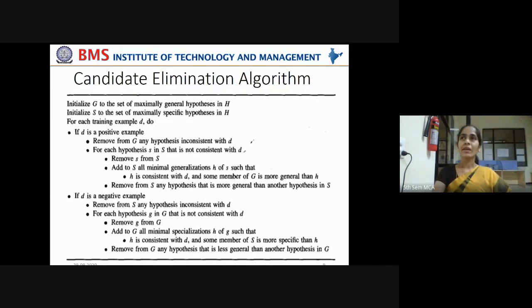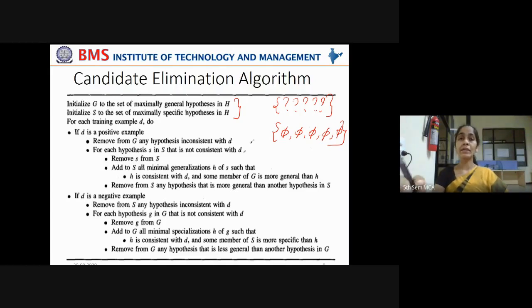better after that. Now let us start with these first two simultaneous steps. Initialize G to the set of maximally general hypotheses. Now tell me, can you make any hypothesis more general than this? Not possible, right? So it is a maximally general hypothesis. Now again, can you make a hypothesis more specific than this? No. So it is called a maximally specific hypothesis.